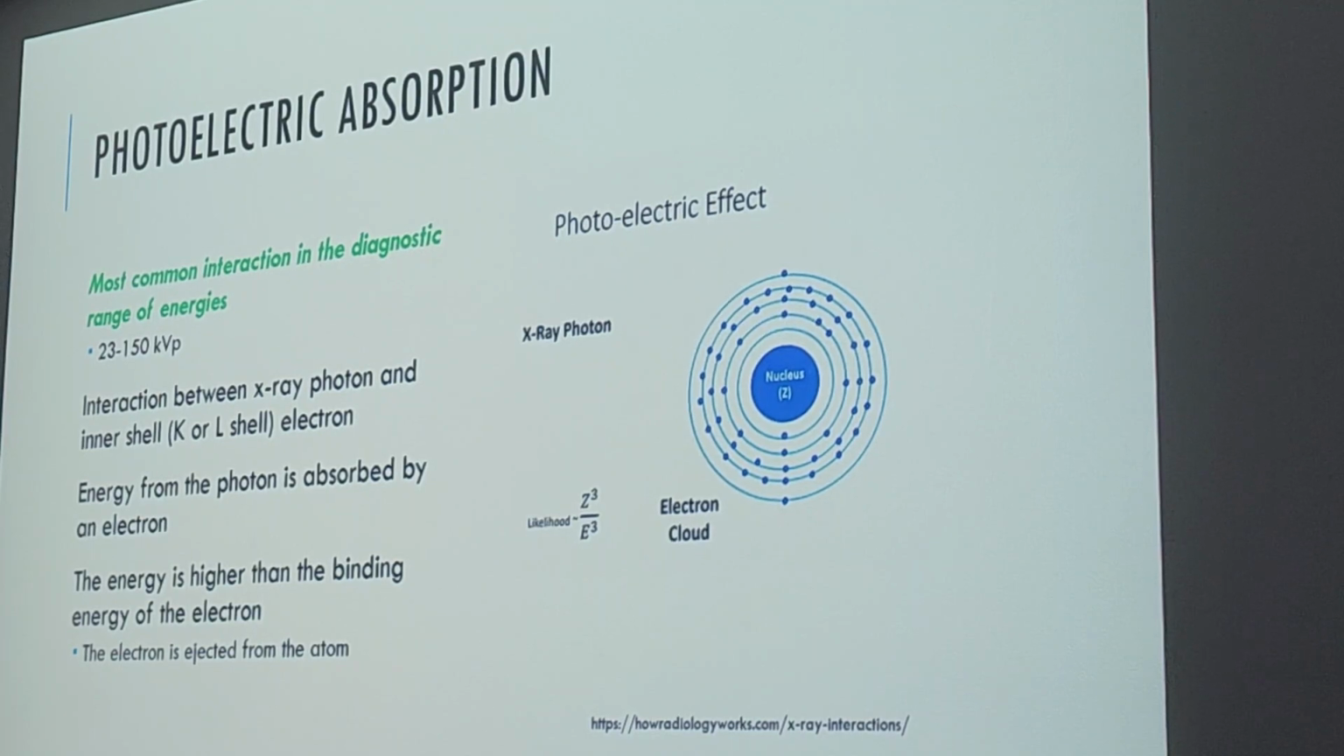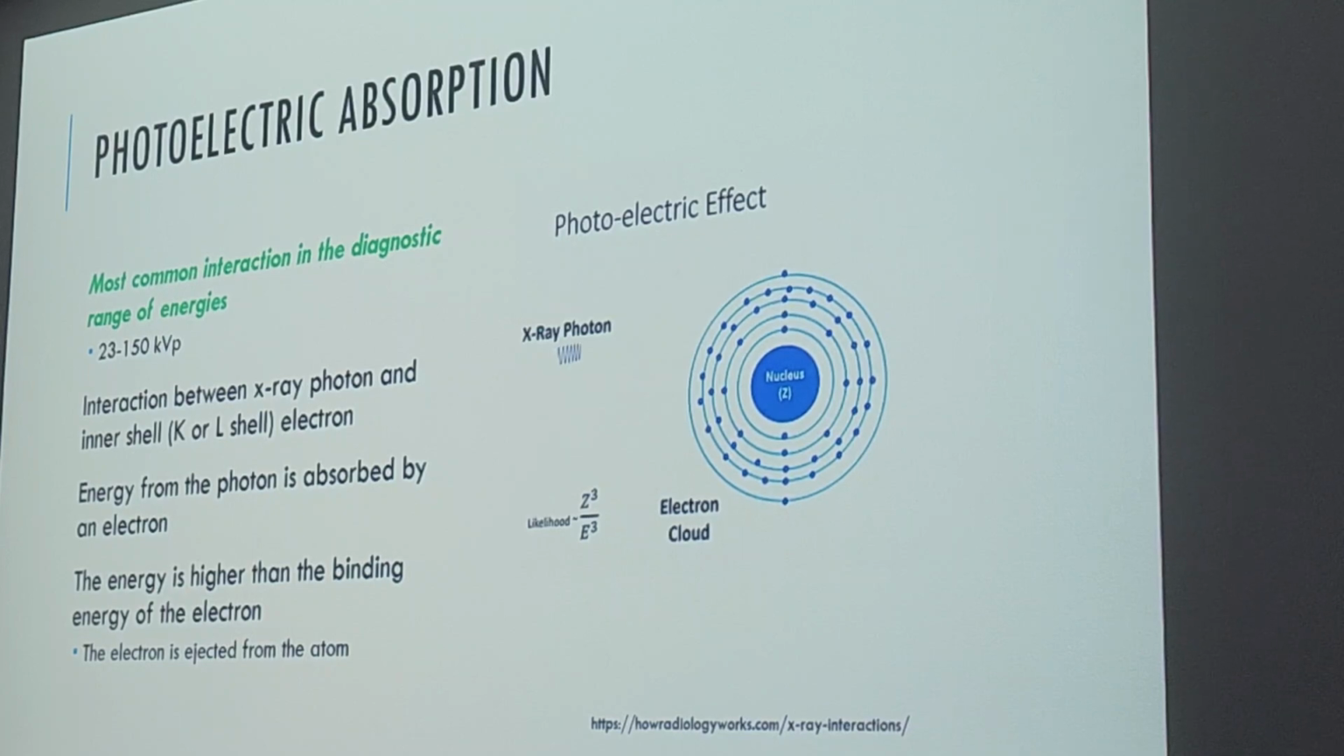Alright, photoelectric absorption. What happens with this? The photon comes in, and interacts with the inner shell electron of the atom in the patient. It kicks out the electron. And why is it kicked out? Because the photon's energy is higher than the binding energy of the electron that it kicked out. And then the cascade comes in.